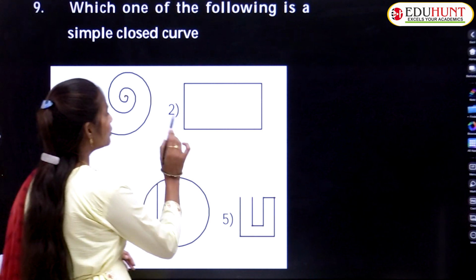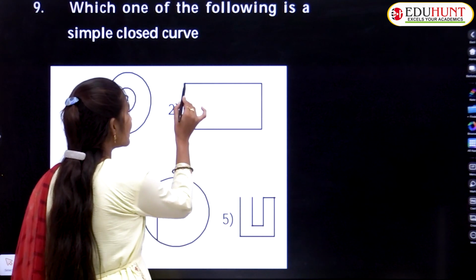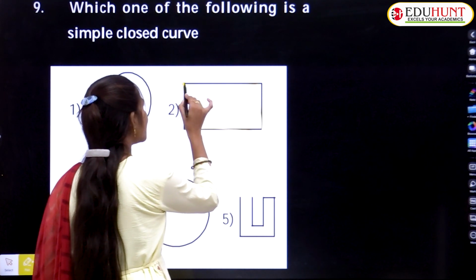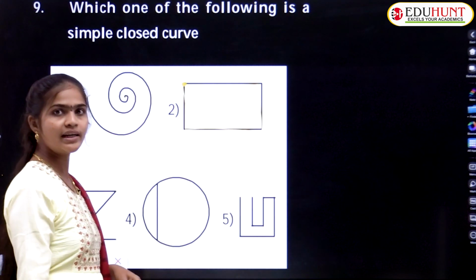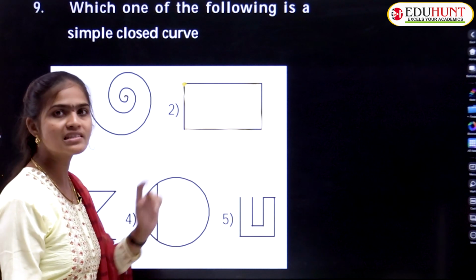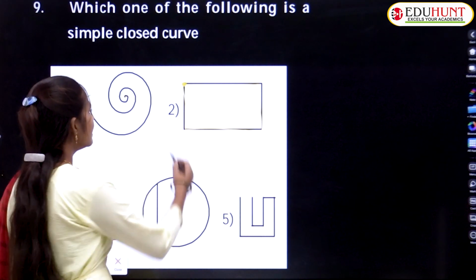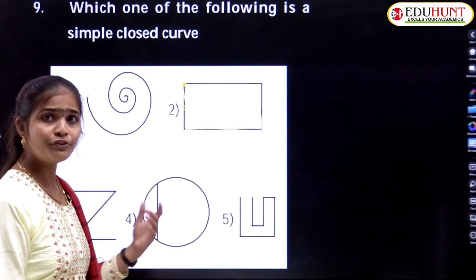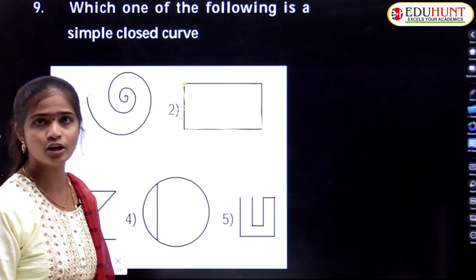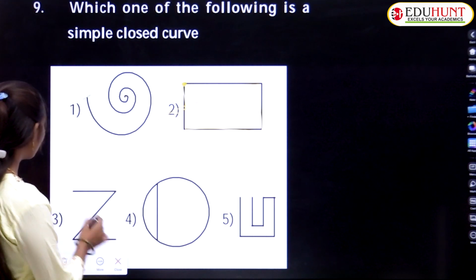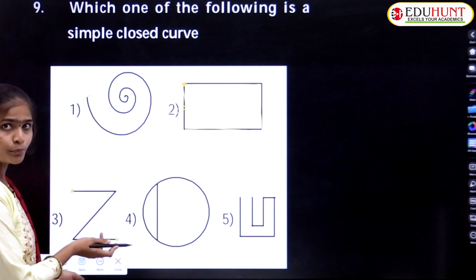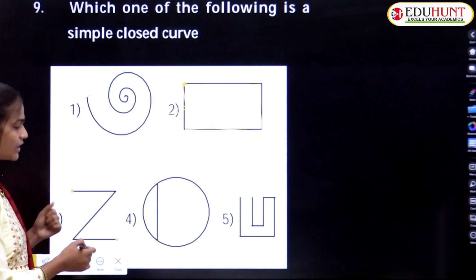Fine. Next, come to the second one. Here, for example, if you start from here, then I draw like this. Again, this is the ending point. So the starting point and ending point of the figure are both the same. Okay, so we can say that this is a simple closed figure. Okay, if you have a doubt, just go through the remaining options also. Okay, so come to this one. Here this is the starting point and this is the ending point, two different points. So that is an open figure.